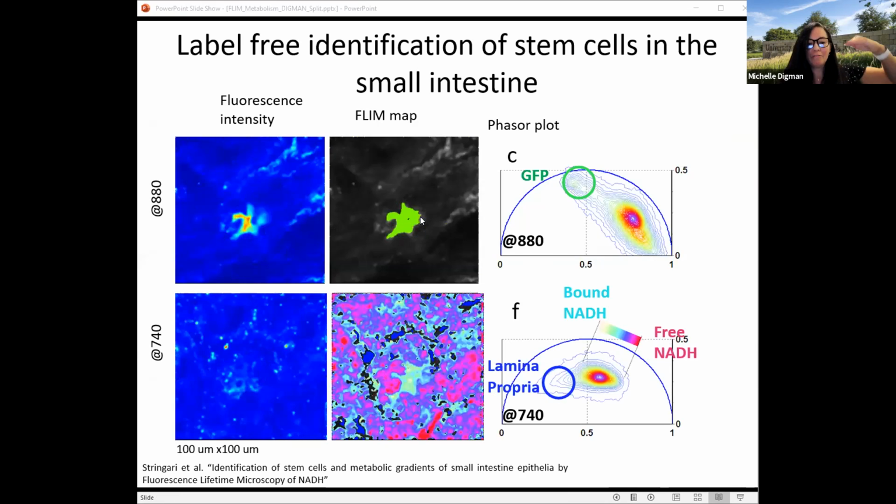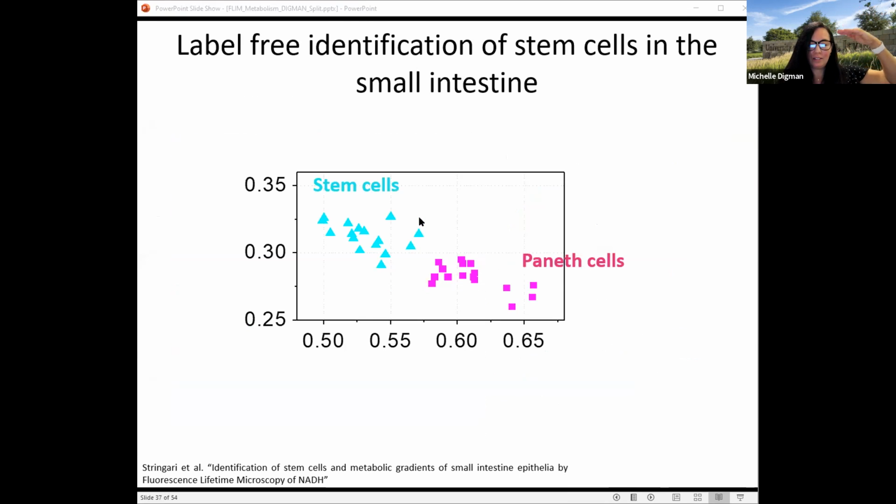And you can take different Z sections of the intestinal wall, and if you do a cell Phasor average, you'll see that the Paneth cells are more on the right side of the Phasor plot compared to the stem cell, which are more to the left. And each one of these spots is a single cell.